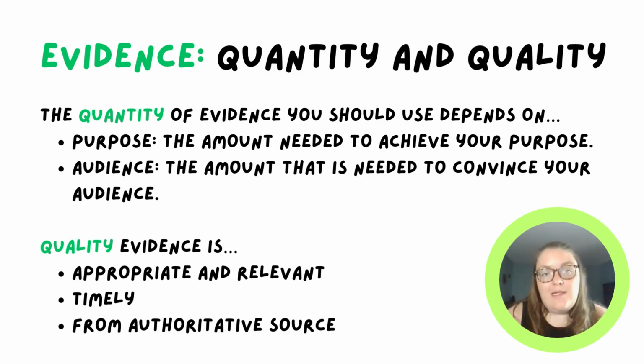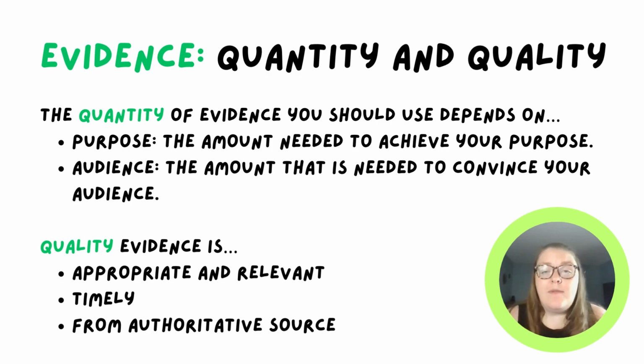You also need to think about the quality of the evidence, and that's more so what the AP rubric is looking at. Quality evidence is appropriate and relevant to the task, meaning that it makes sense. If you're talking about why we should not wear school uniforms, your evidence shouldn't necessarily be about homework rates, if that makes sense. That's not really relevant.